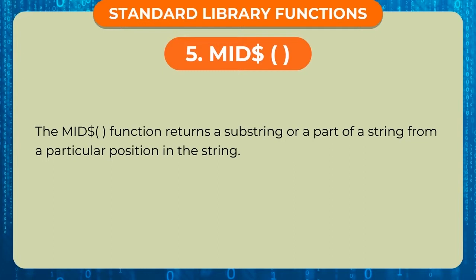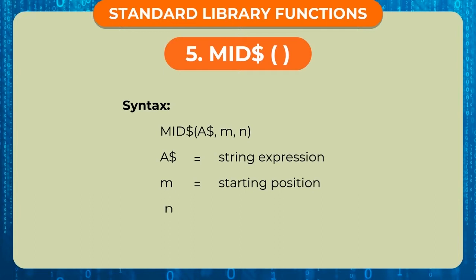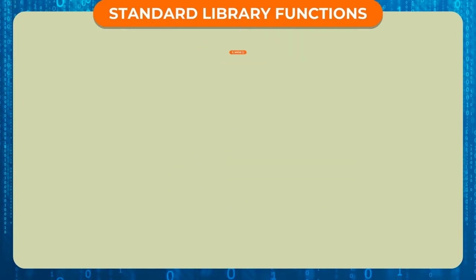MID$ function. The MID$ function returns a substring or a part of a string from a particular position in the string. Syntax. MID$(A$, m, n), where A$ is the string expression, m is the starting position from where it will begin returning, and n is the number of characters to be returned. The n value is optional. If given, it specifies the number of characters to be extracted. Otherwise, the string is extracted till the end.